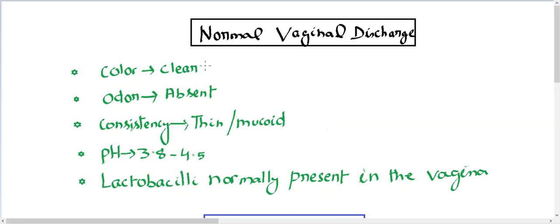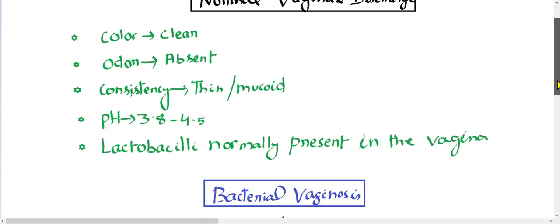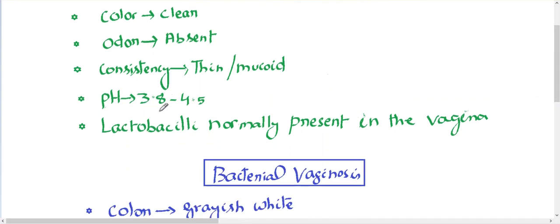Okay, so now first of all, normal vaginal discharge. We should know the normal so that we can differentiate between abnormal conditions. The normal vaginal discharge is very clear. There will not be any bad odor. The consistency is thin and mucoid, and the normal pH is 3.8 to 4.5. So guys, don't forget that the normal pH is 3.8 to 4.5. That's important to remember.